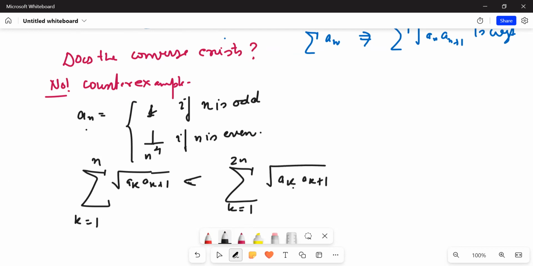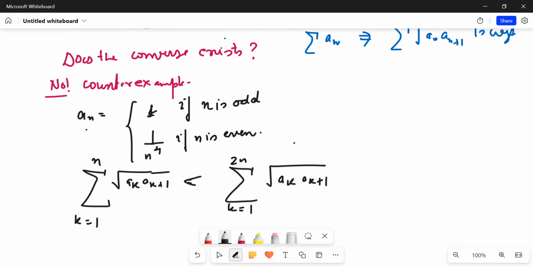See clearly, if k is even, then k plus 1 would be odd. If k is odd, then k plus 1 would be even. So if I am going from k equal to 1 to 2n, I will be able to prepare n pairs. And if n is odd, then it is 1, and if n is even, this is 1 upon n raised to power 4.